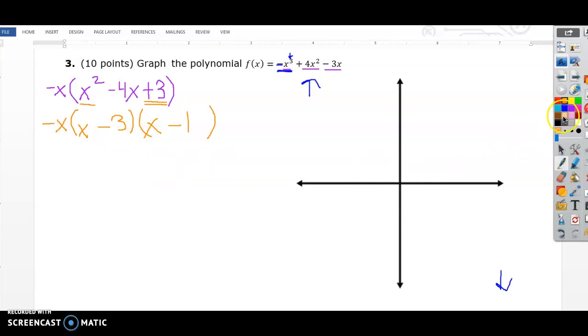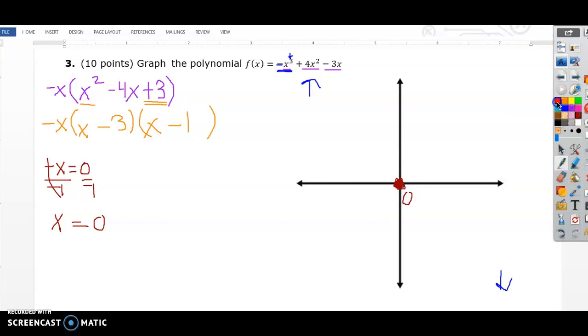Okay. So now I'm going to set each of my factors equal to 0, so I have negative x equals 0. I'm going to solve for x, so I'm going to divide both sides by negative 1. So then I'm left with x equals 0 divided by negative 1 is 0. So my first dot is going to be right here at 0. I'm going to put a 0 there.